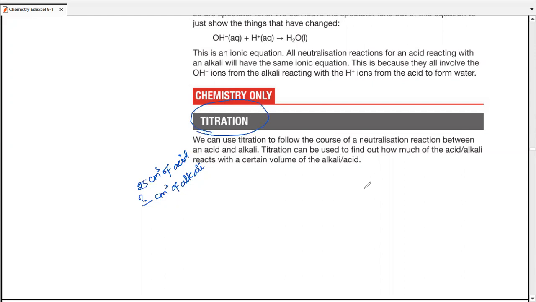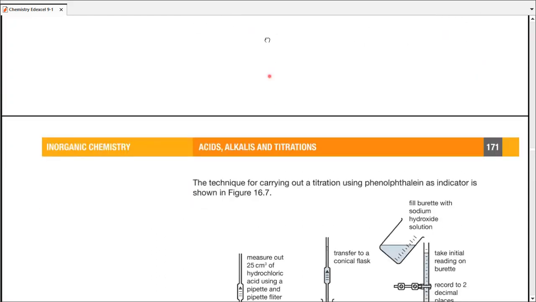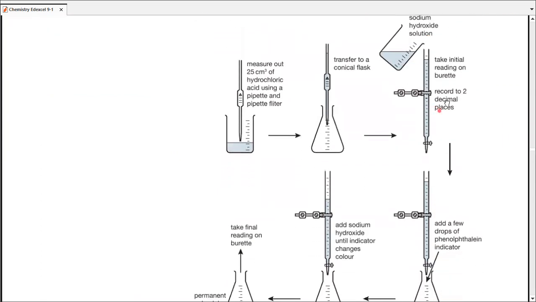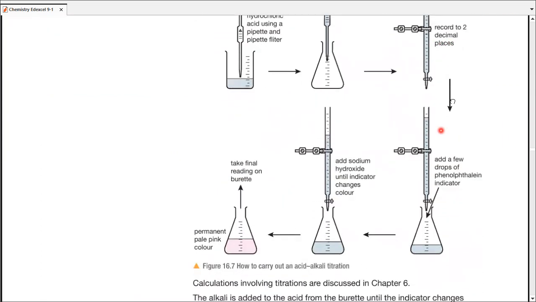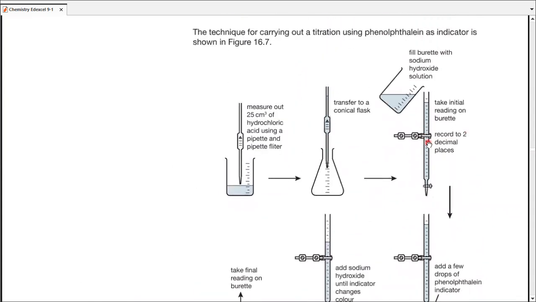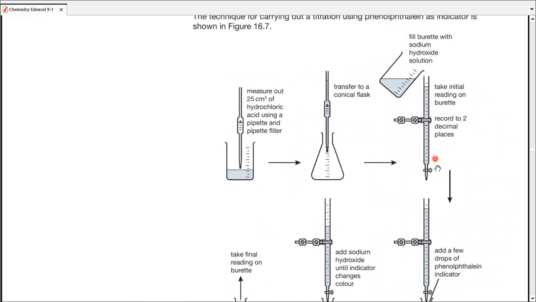So let's take an idea how this titration is carried out. There are a lot of diagrams on the next page, and they tell us step by step how this is going to go. What we are going to do is follow this map, and apart from this map, there are a few things that I want you to note down. So it's better if you have the hard copy of your book in front of you, this page open, and you also have a pencil in hand.